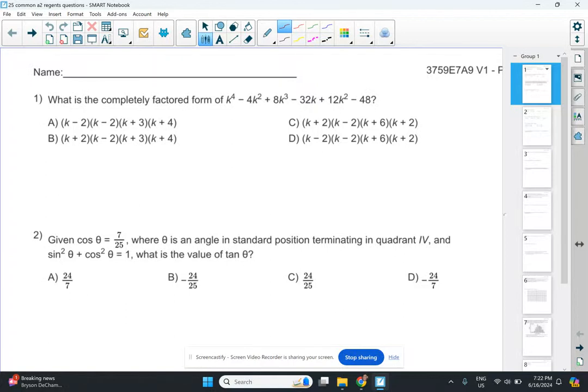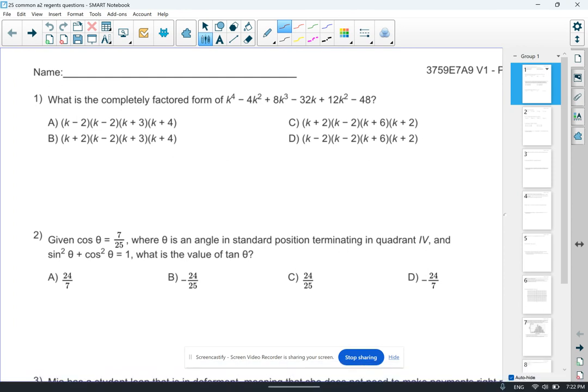In this video, I'm going to go over some of the problems from the 25 Common Algebra 2 Regents question booklet. So we're going to start off with number 1. They ask you to completely factor, and we notice there's 1, 2, 3, 4, 5, 6 terms. And so when you have 4 or you have 6 terms, you should think about using grouping.